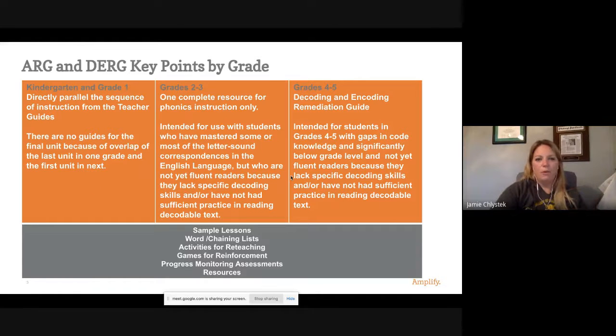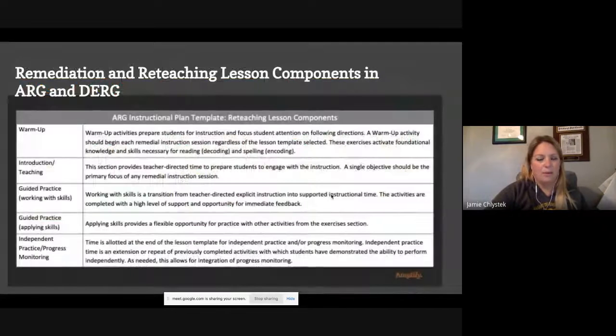I'm going to cover one more thing and then I'm going to pause so that I can make sure that I'm addressing any questions that we might have. So there are different components that are included within both the K-3 assessment and remediation guide and then the 4-5 decoding and encoding remediation guide. So you'll see everything is always split into these 5 components.